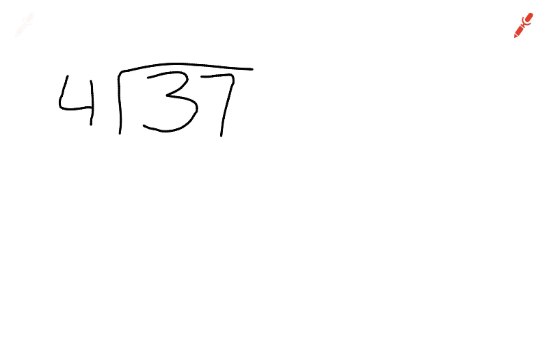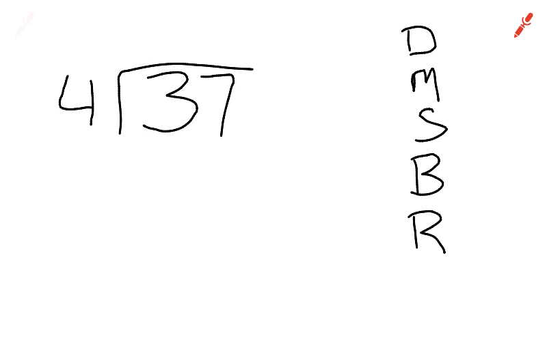We're going to be following our dad, mom, sister, brother, and rover steps. First thing we need to look at, does 4 go into 3? It does not. You can put an X up there if you'd like. And then we're looking at, does 4 go into 37? It does. 4 times 9. We just did our dad step of divide. 4 times 9 gives us 36. That's our mom step of multiply.